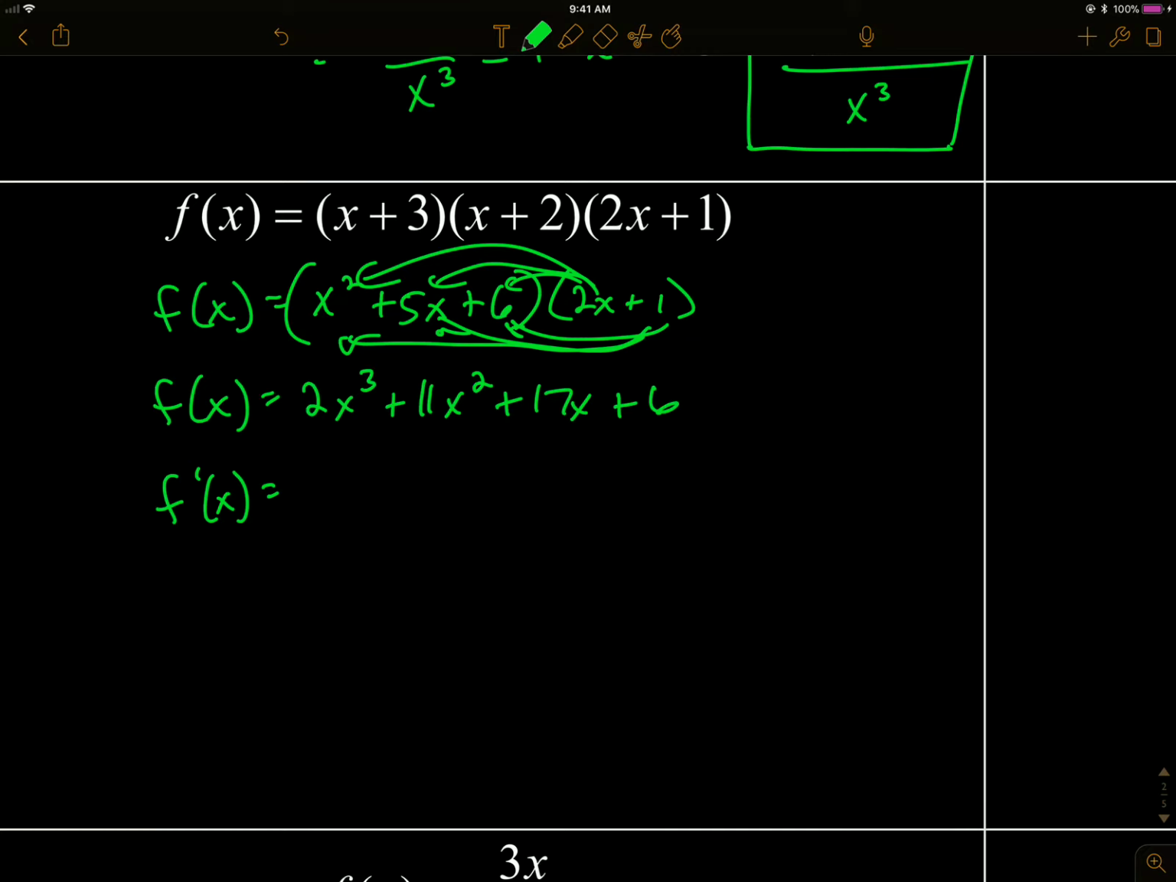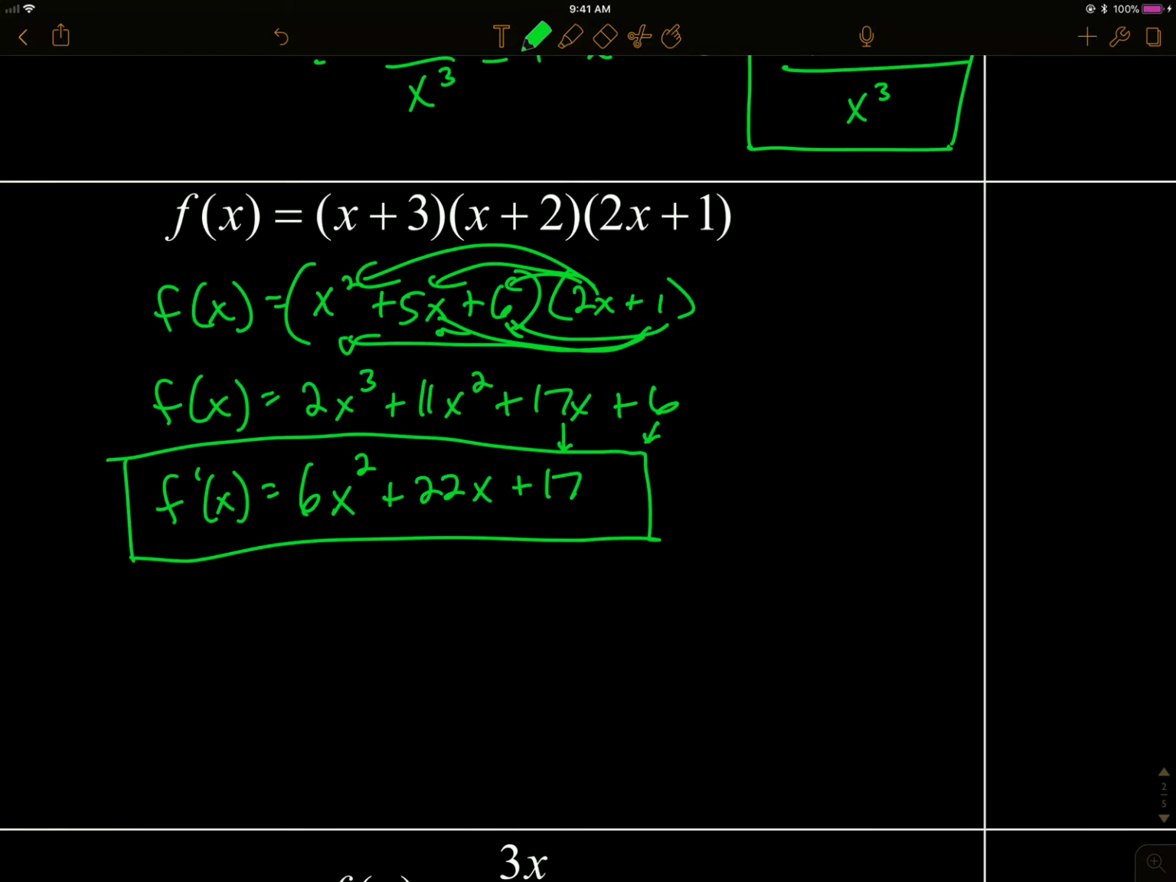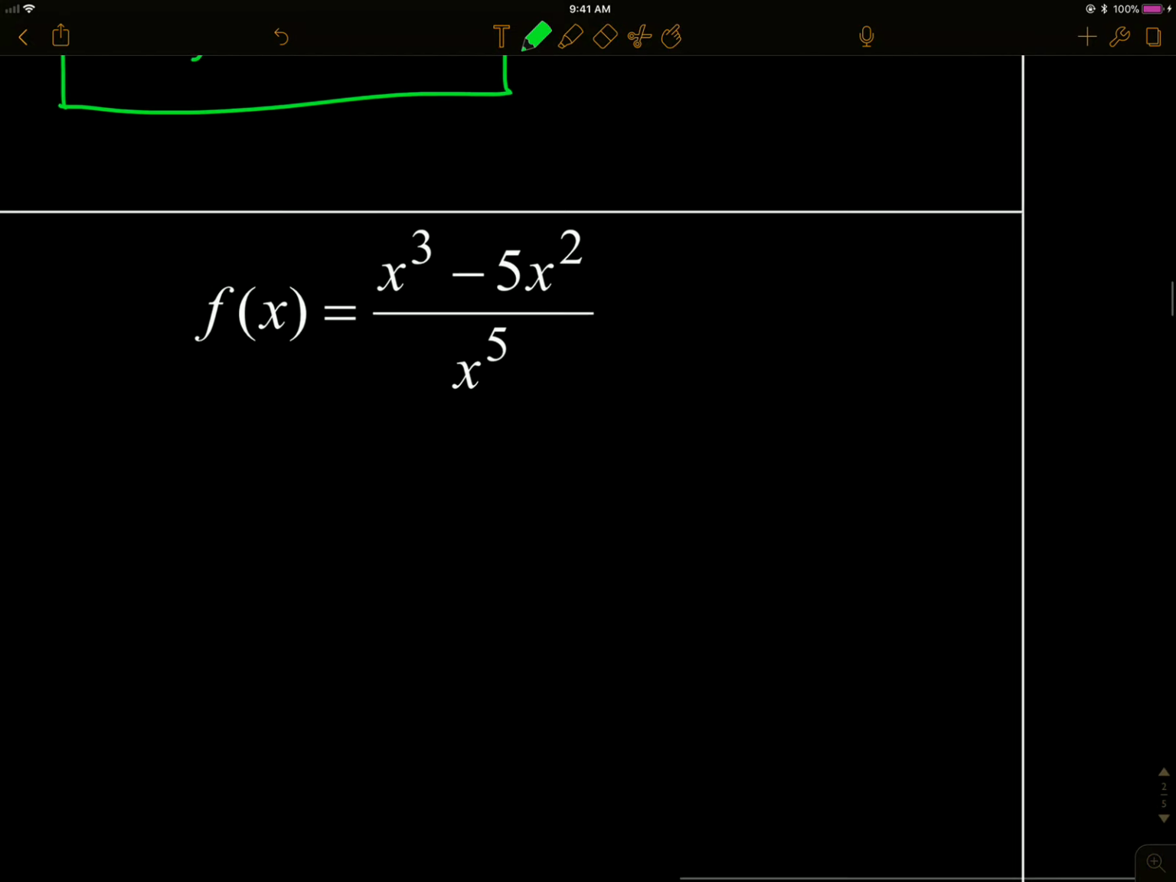Now I can apply power rule to it. So the 3 comes down and multiplies by the 2. I recopy the x, I reduce the power by 1. I bring the 2 down, multiply by the 11, recopy the x, reduce the power by 1. This guy is just a linear function, so its slope will be my derivative, and this just has a derivative of 0, which I don't need to show. There's no negative exponents in my answers, so that's good.